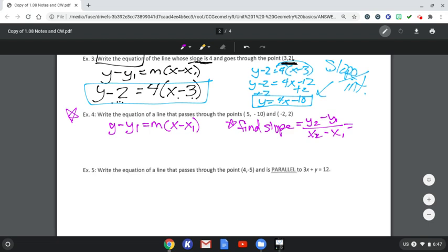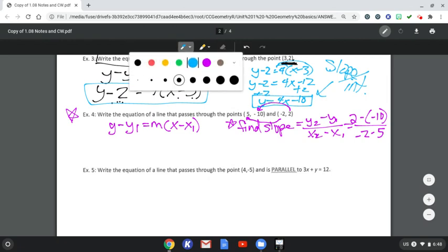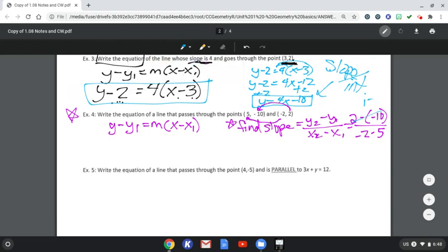So if I make those substitutions, y2 is 2 minus negative 10 over x2 minus x1, negative 2 minus 5. That gives us a slope of, well, this becomes 12 in the numerator over negative 7. 2 minus negative 10, negative 2 minus 5. Yep. Our slope there is 12 over negative 7. And that's an okay slope because we're just making a substitution, right? So that's the slope. So we needed to find that first.